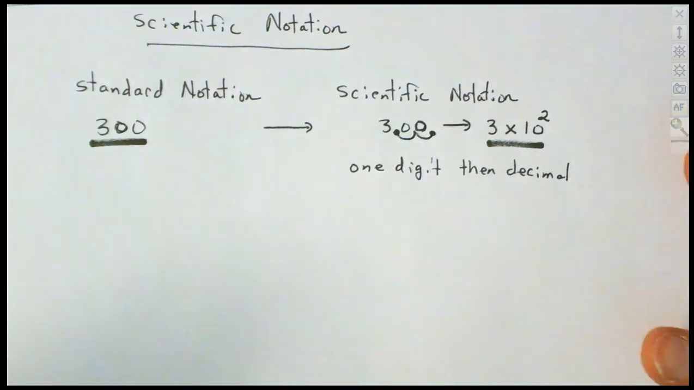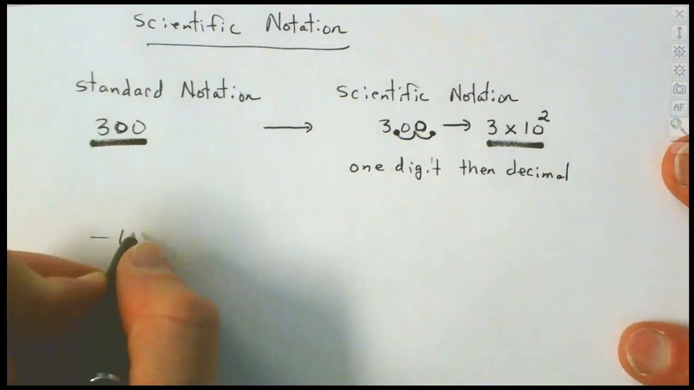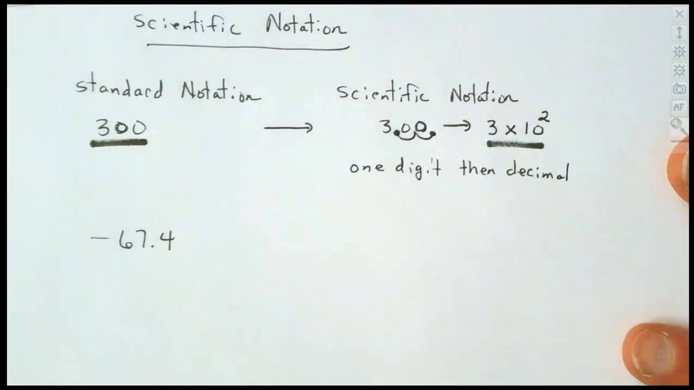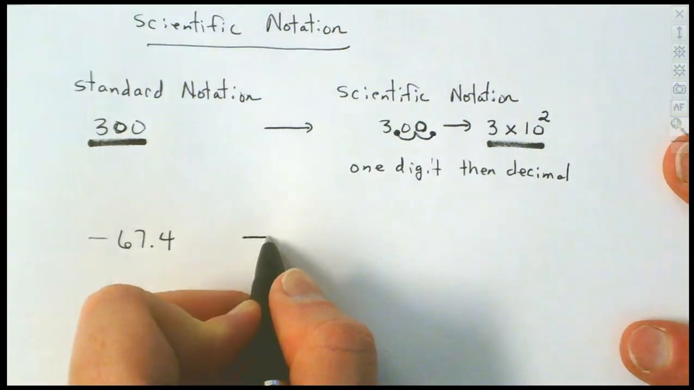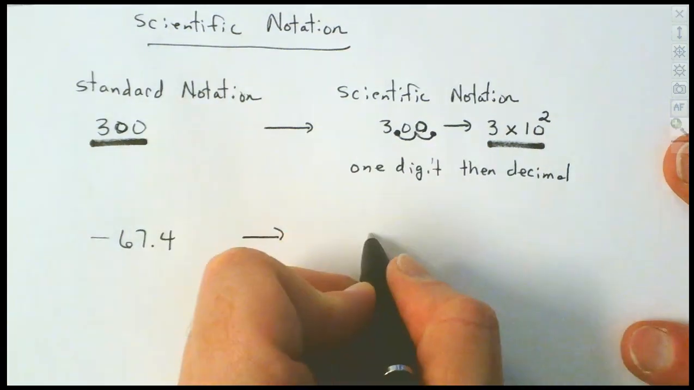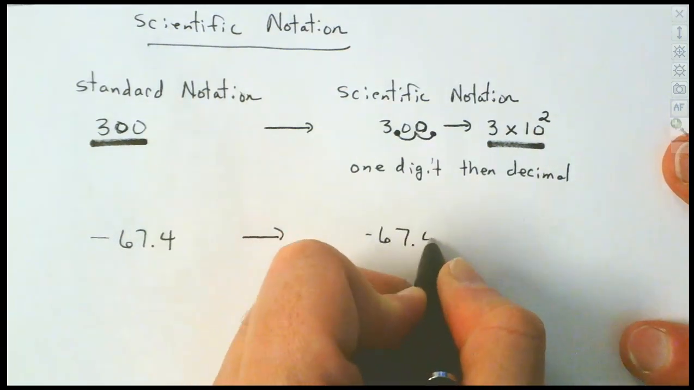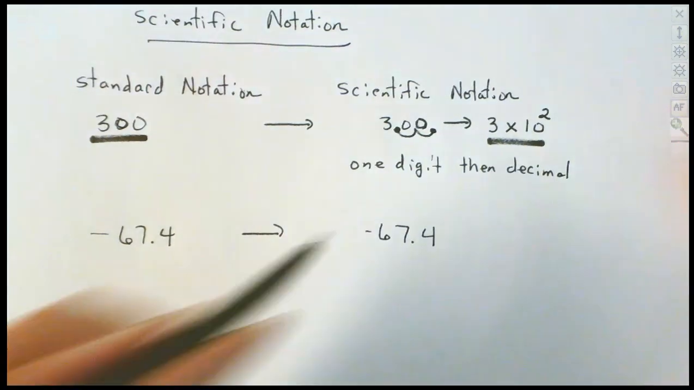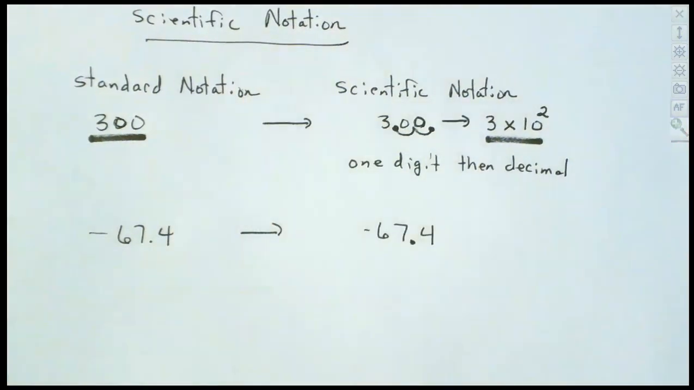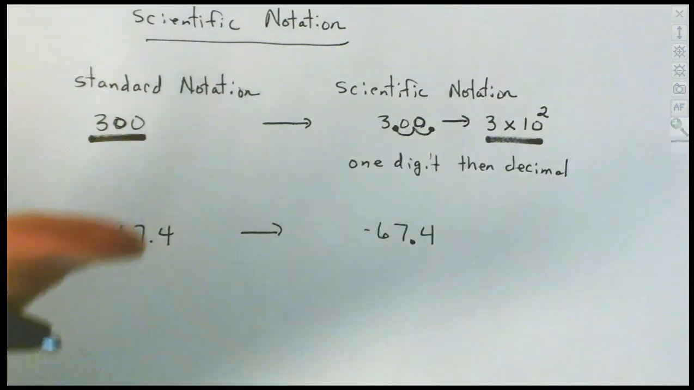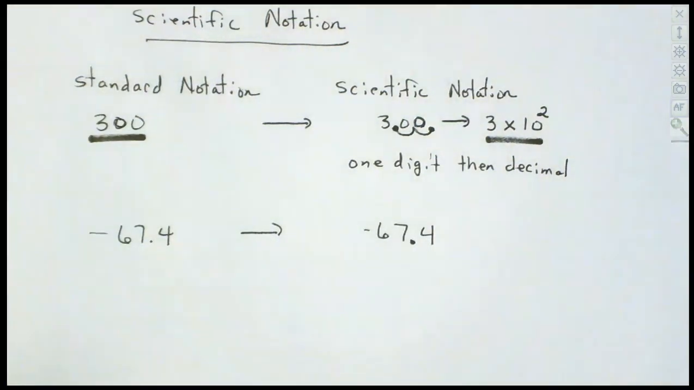Let's try another one. How about minus 67.4? That's in standard notation. What would that look like in scientific notation? Well, in scientific notation, what do we want? Okay, we want one digit and then the decimal. You might want to pay attention. This is a very, very easy concept, and there's lots of questions like this on your final. It's an easy topic, very applicable to your science fields, so that's why I want to make sure that we cover it. It's easy, and there's a lot of questions on your final with this.